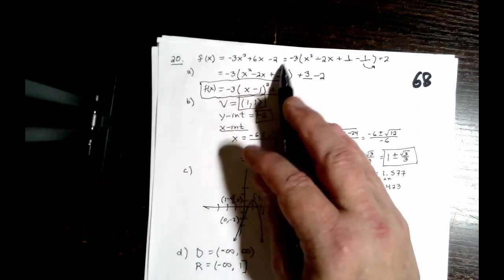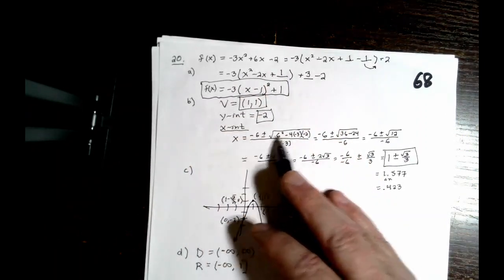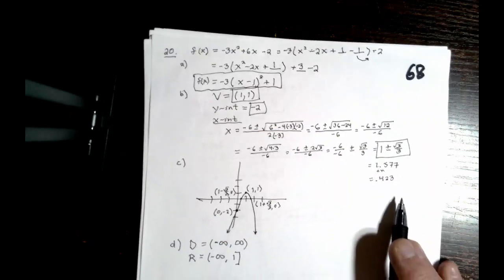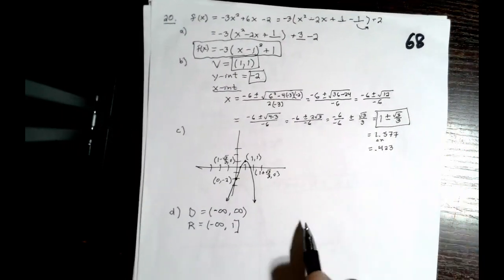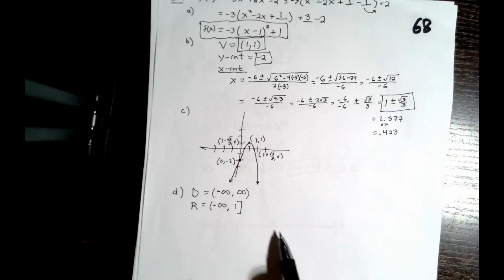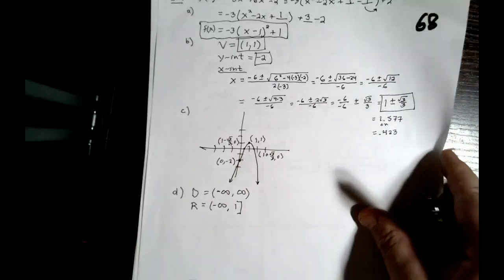Y-intercept is where x equals 0, so it's minus 2. X-intercept, you've got to do the quadratic formula, and you get this nasty guy here. So this is what this guy looks like. And there's the domain.